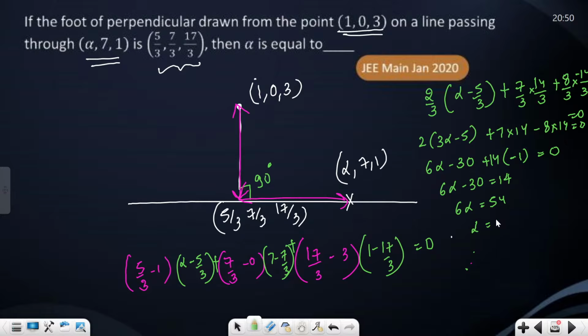Alpha is coming out as, oops, 6 4s are 24. Sorry, this is 44, right? Sorry, this is 10. So this is 24, right? 6 alpha is 24. So alpha is 6 4s are 24. The value of alpha is 4, my dear students, 4. Easy peasy lemon squeezy. Not 9. No.